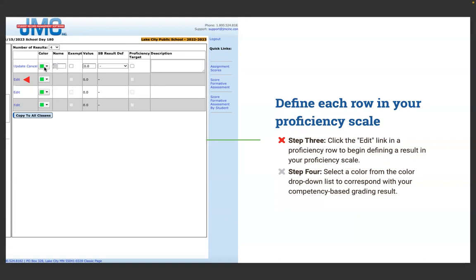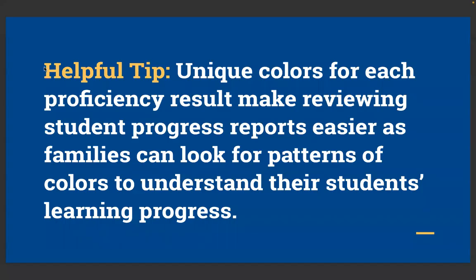You select a color from the color picker right here to correspond with your result, which is a great visual cue for learners and for families to know if their kiddo's on track. I always associate green with good. Green means go. So I was always like, let's put green at the top end. I've also seen folks use blue or purple as exemplary, which I suppose has a royal quality to it. Unique colors for each proficiency result make reviewing student progress reports easier, as families can look for patterns of colors to understand their students' learning progress.